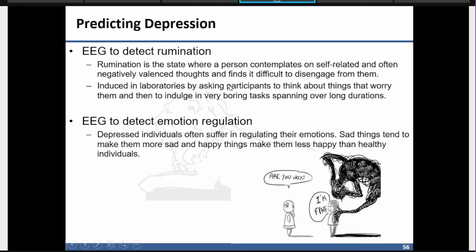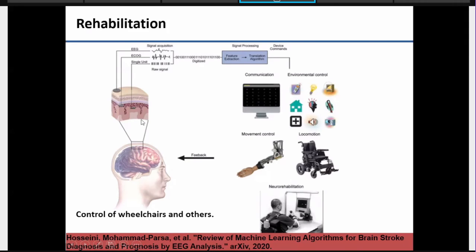Whatever negative thoughts he is having, he is always stuck on that thinking state. So we can analyze those signals. From those EEG signals, we can understand the state of the patient, the severity of the patient's condition, and then rehabilitation. I was already telling you about one application, neurophones.